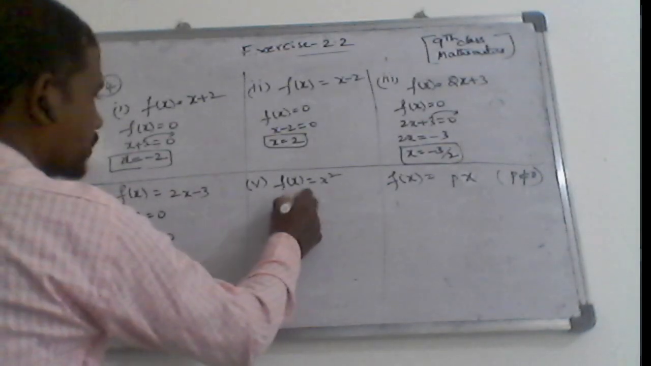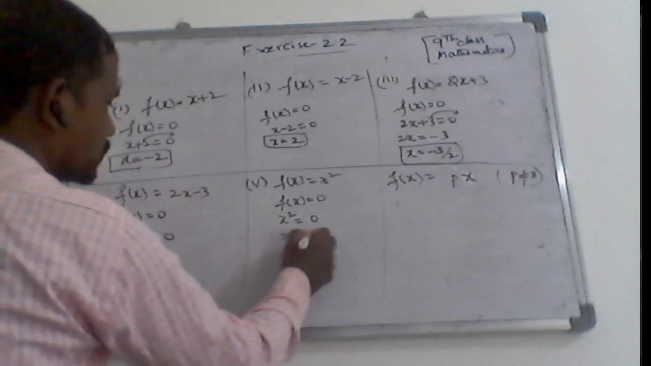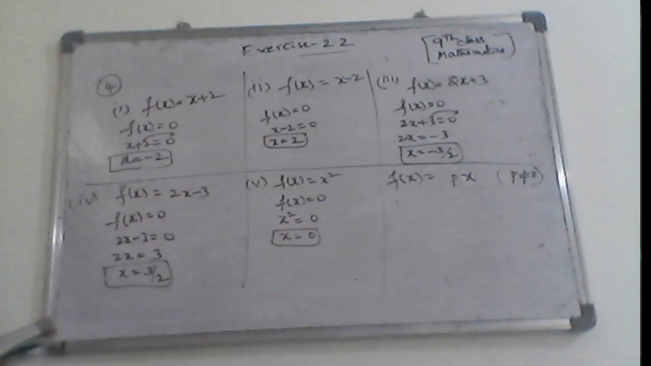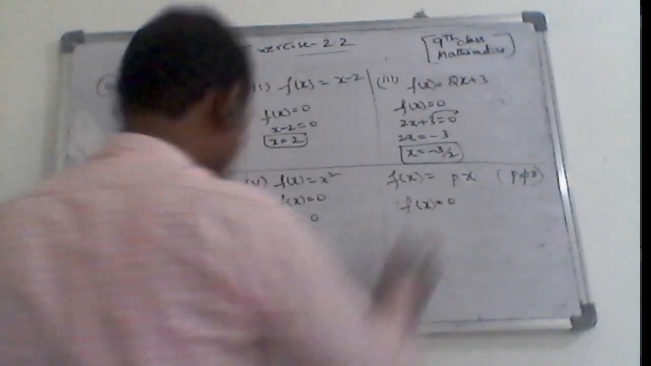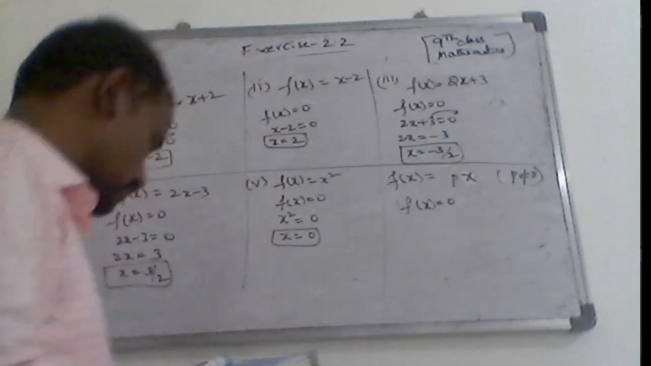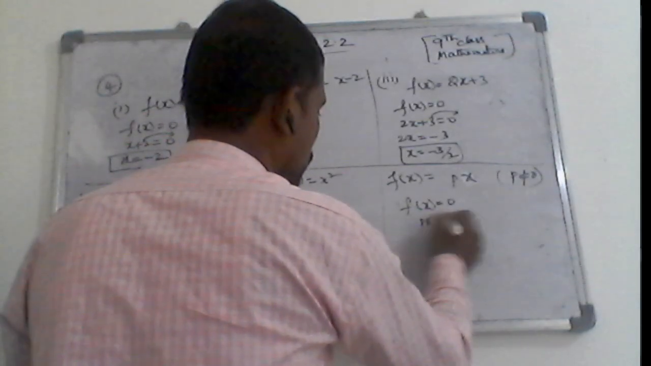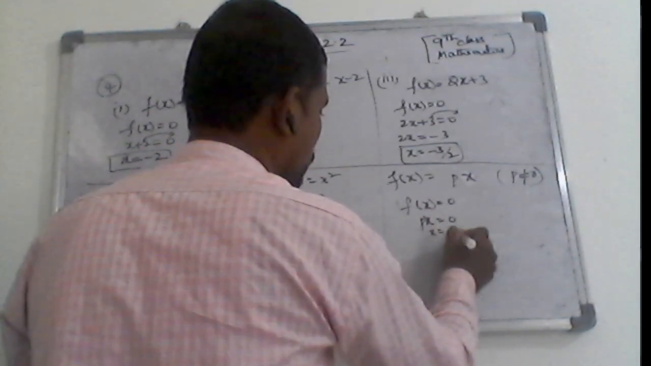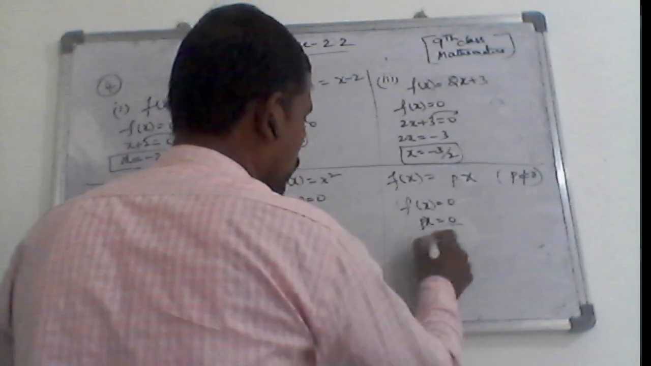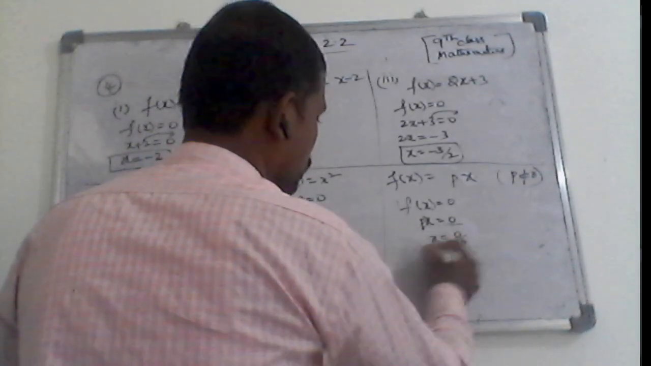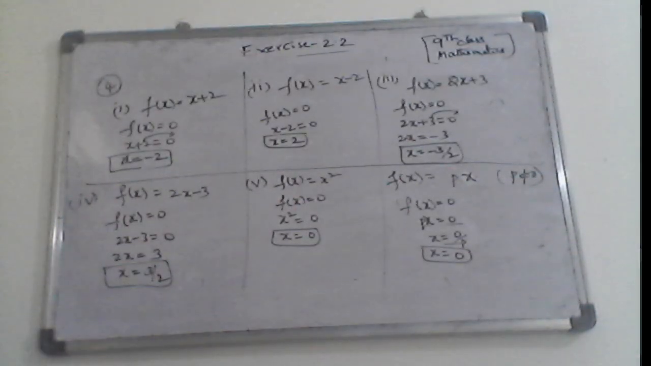Next one, here f of x equal to 0. So x square equal to 0, x equal to 0. Next one, here f of x equal to 0, so px equal to 0. So x equal to 0 by p, that means x equal to 0.